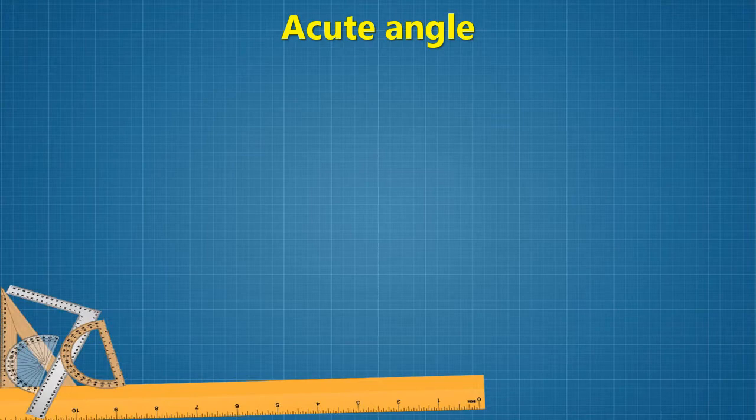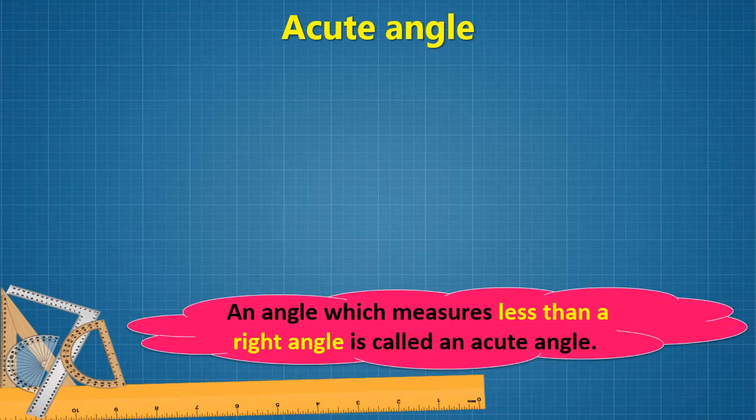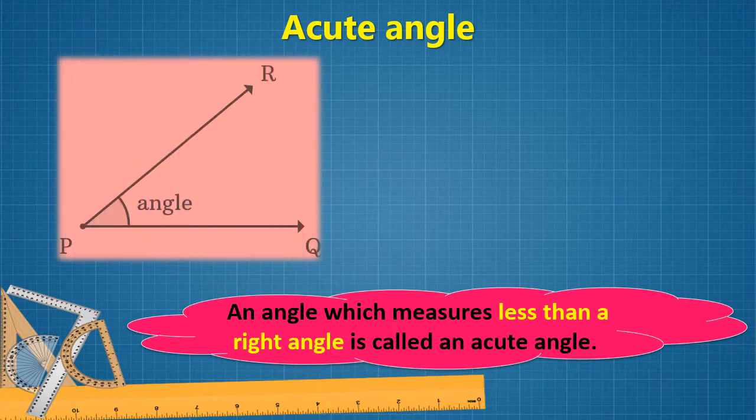Let us learn about acute angle. An angle which measures less than a right angle, that is less than 90°, is called an acute angle. Here in the picture you can see angle RPQ which is less than 90°. Therefore, we can see angle RPQ is an acute angle.